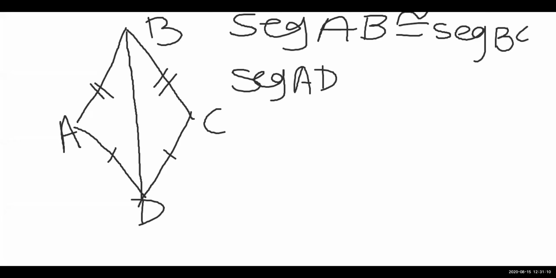Segment AD is congruent to segment CD. These things are given. Now we have to prove that these two triangles are congruent. Which two triangles? ABD and CBD. How will you show that these two triangles are congruent? By which test they will be congruent? Yes, very good all of you. Already they showed that these two sides are congruent to each other.